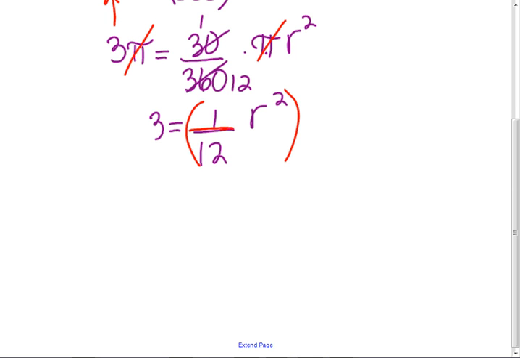The opposite of dividing by 12 is what? And Cole? Guys, you're all on video. Okay? Opposite of dividing by 12 is what? Multiplying by 12. Same with Sydney.